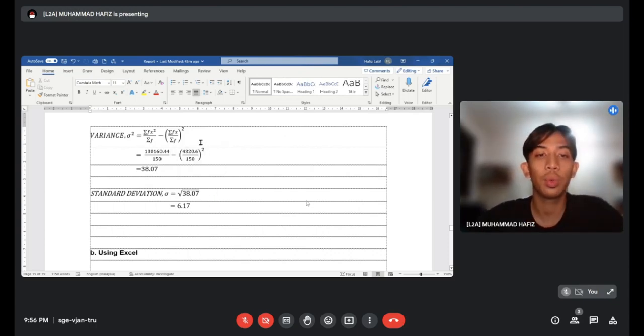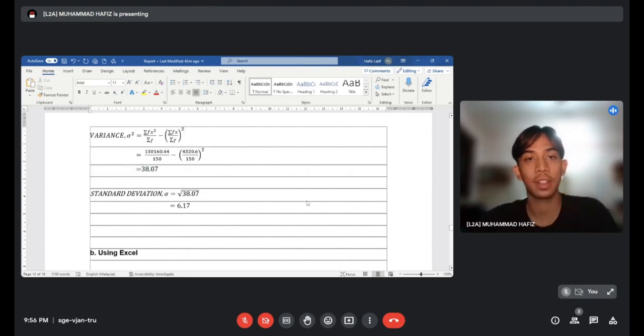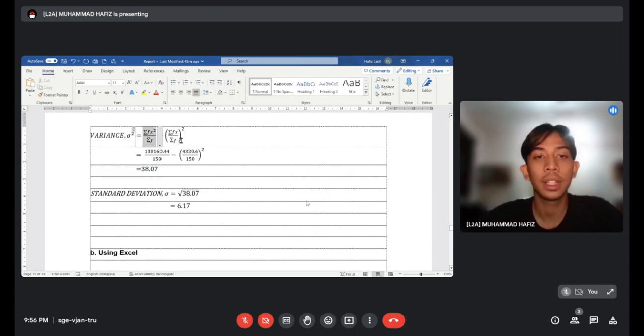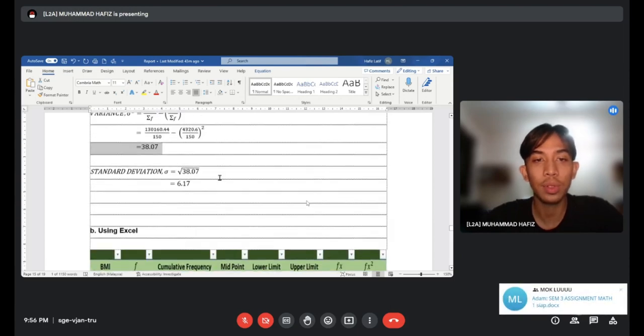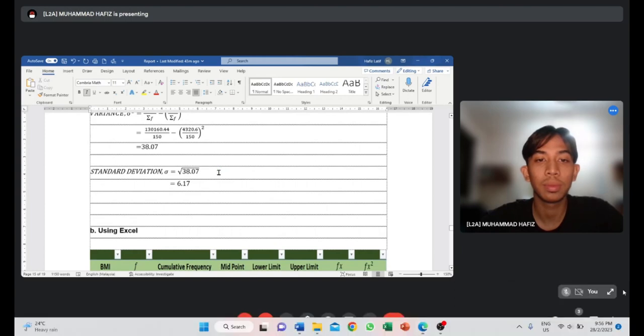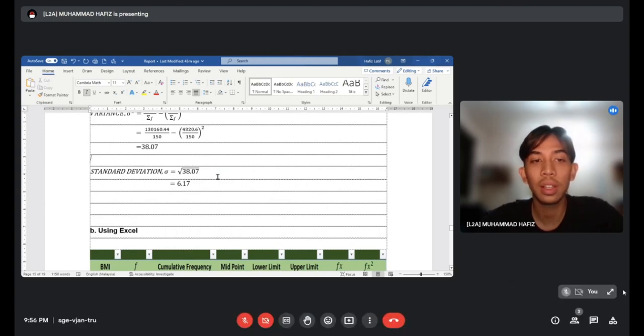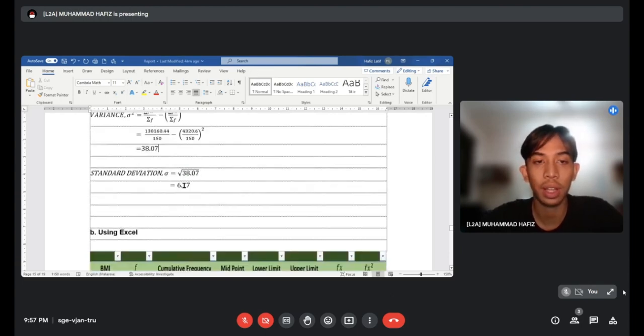We continue with finding the variance and standard deviation. So we use this theoretical formula to find the variance and standard deviation. We just put the data from the table we got into this formula, and we got the answer here. The same goes for standard deviation: we just take the square root of the variance, and we got the standard deviation.